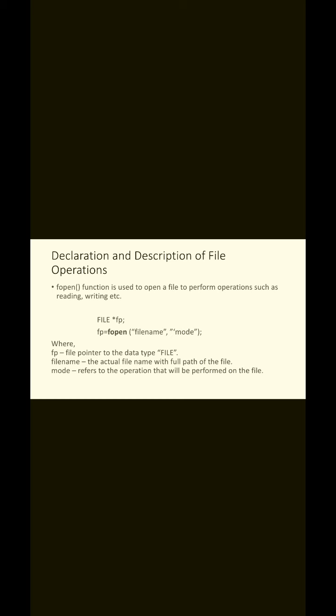FILE *fp; fp = fopen(filename, mode); where fp means file pointer to the data type FILE. Filename is the actual file name with the full path of the file, and mode refers to the operation that will be performed on the file.